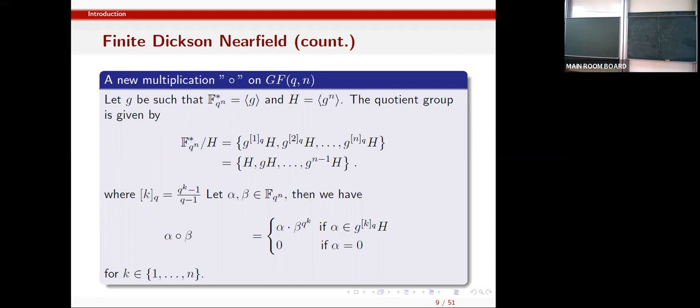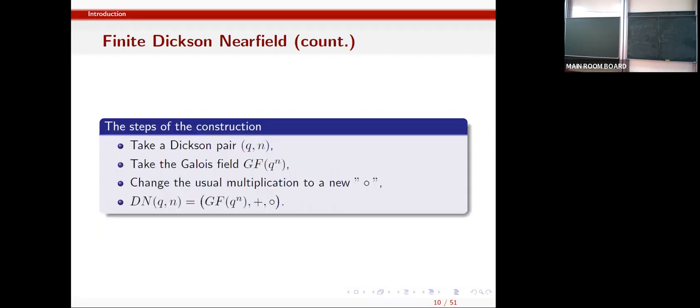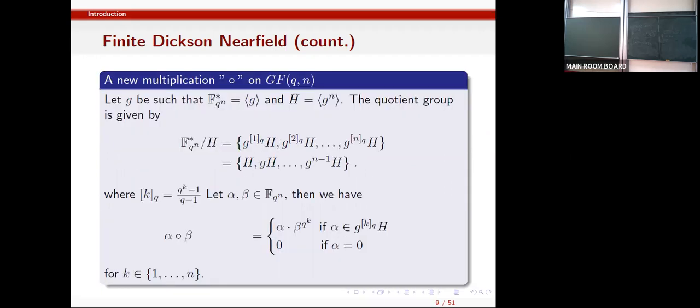First of all, we assume that (q,n) is a Dixon pair. It satisfies the condition that I showed before. Then we take the subgroup generated by g^n of F_{q^n}. The quotient group will be presented as this. Now the set of q^k minus 1 over q minus 1 forms a complete set of residues modulo n. That is why the quotient group can be presented as the last equality. Then we can define a new multiplication.